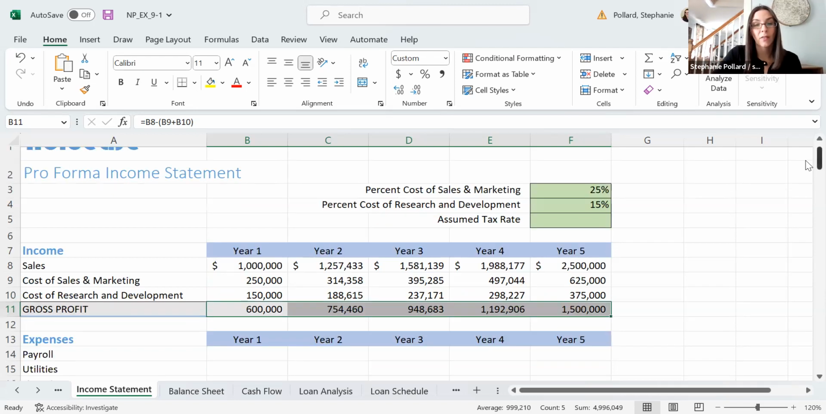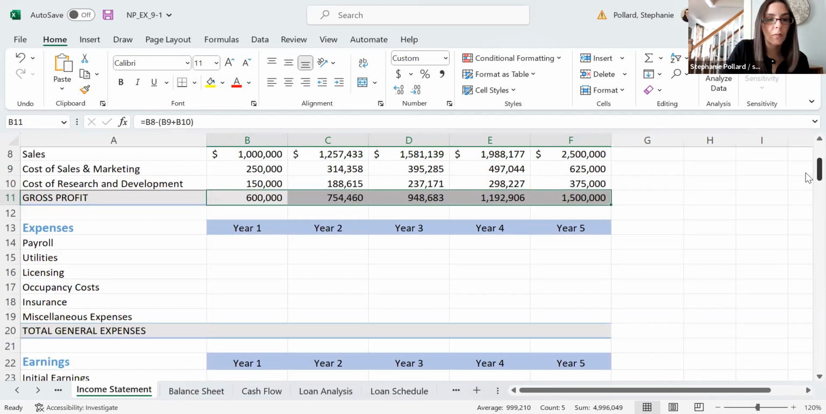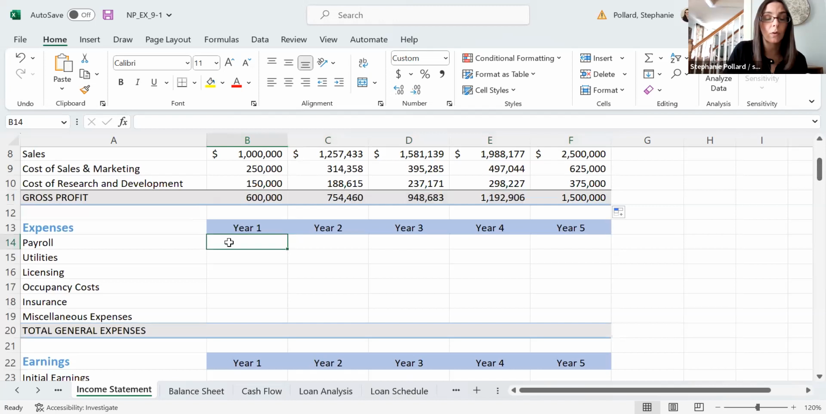We haven't taken into account all of our expenses yet, though. So we've done just basic expenses. So thinking about our sales and then the expenses of marketing and research and development, right? So there are other expenses that come into play, which you do see down below. So let's fill some of those in too. All right, so for year 1, we have expenses such as payroll, utilities, licensing, occupancy costs if you rent space and things like that, insurance, and other miscellaneous expenses. So Excel wants us to fill these in, or your book does.